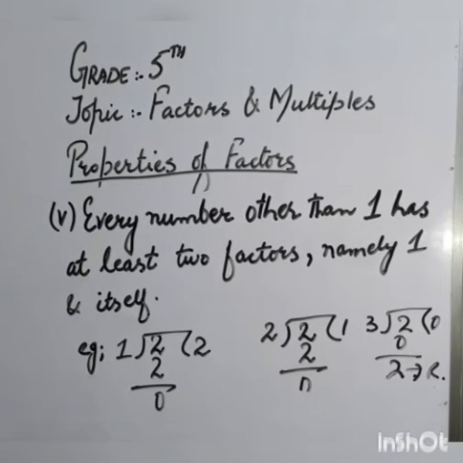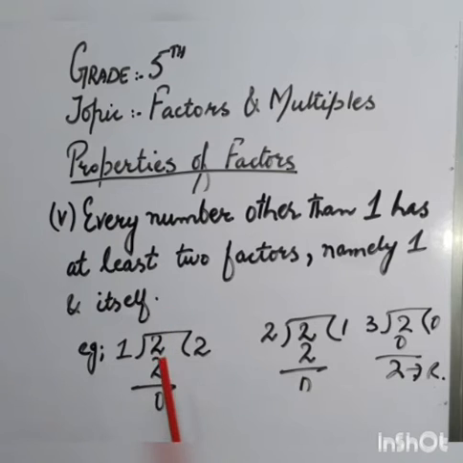Now students, next property is every number other than 1 has at least 2 factors, namely 1 and itself. We have already discussed that 1 is a number that has only one factor, namely itself. That is 1 का सिर्फ एक ही फैक्टर होता है, that is 1. बाकी जितने भी नंबर्स हैं उनके कम से कम 2 फैक्टर्स होते हैं. सिर्फ 1 एक ऐसा नंबर है जिसका एक ही फैक्टर है और वो 1 खुद है. बाकी जो भी रेस्ट ऑफ द नंबर्स हैं उनके कम से कम 2 फैक्टर्स हैं. ज्यादा से ज्यादा बहुत हो सकते हैं, लेकिन कम से कम 2 फैक्टर्स तो हर किसी नंबर के हैं.